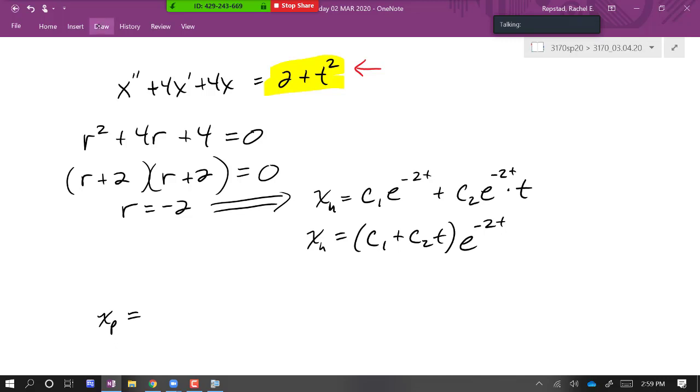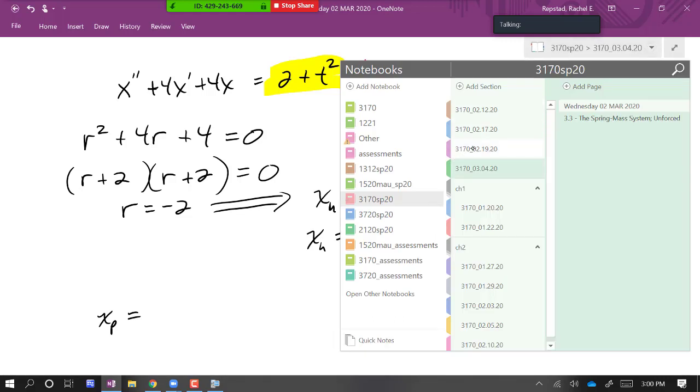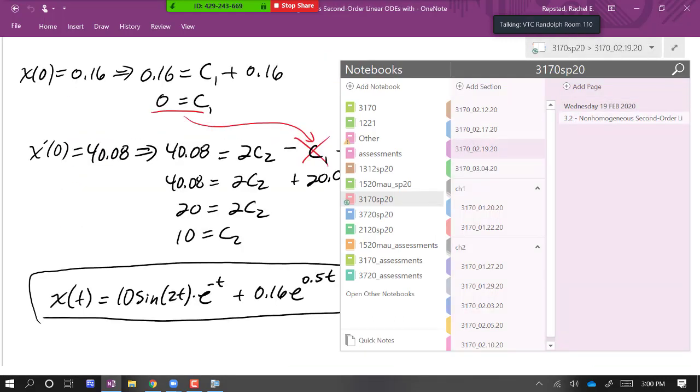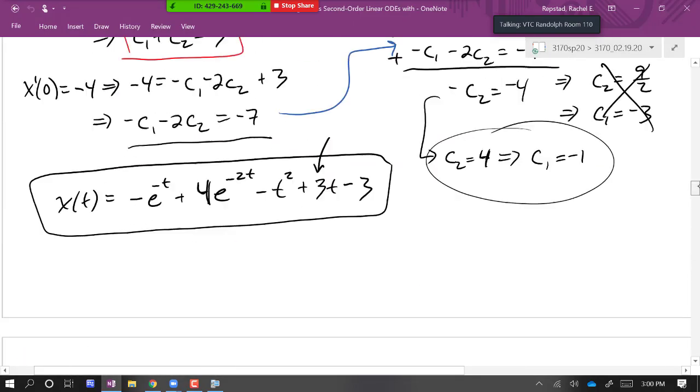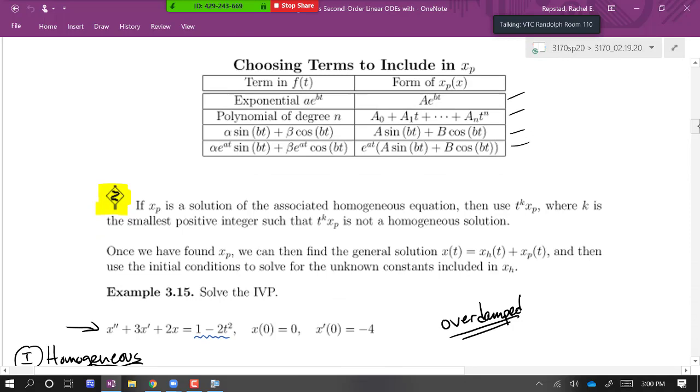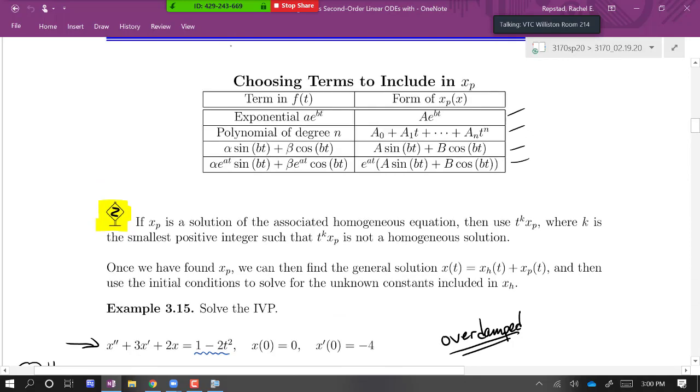Isn't that the first one? So if our forcing function is 2 plus t squared, it's a quadratic. Then how do we start? What form does the particular solution take on? So it'll be a polynomial of that same degree, right?